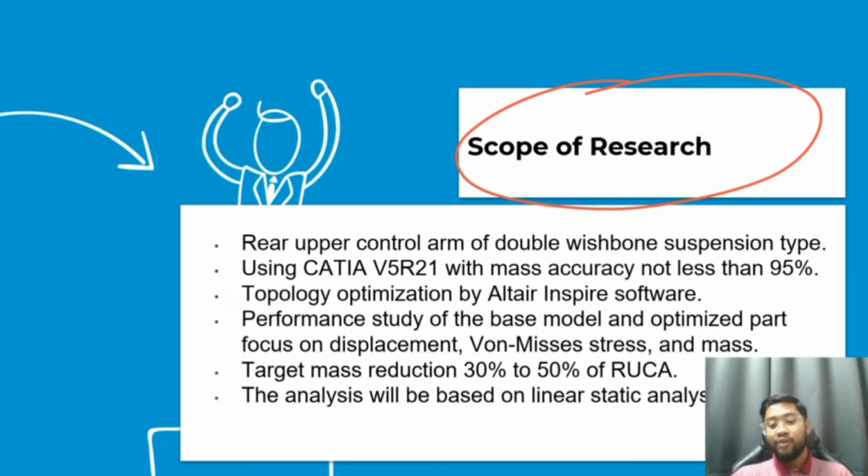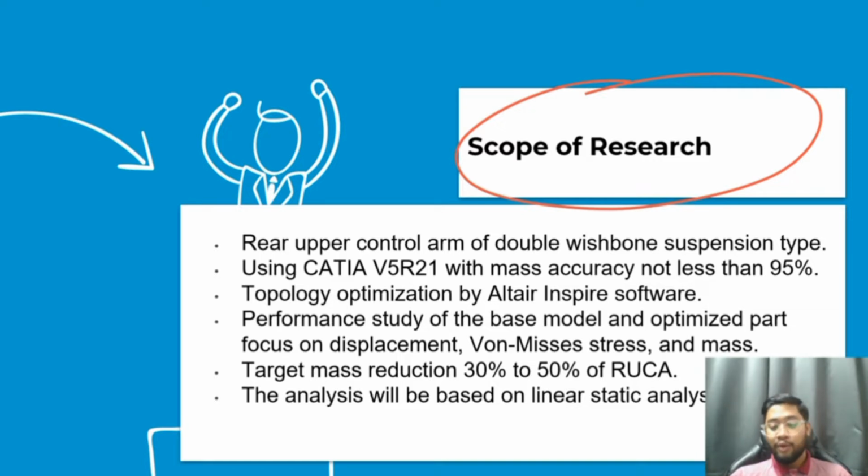Then we jump to the scope of research. My scope of research is the rear upper control arm of a double wishbone suspension type. I use CATIA to design the actual part with a mass accuracy of not less than 95%. The topology optimization is done by Altair Inspire software.